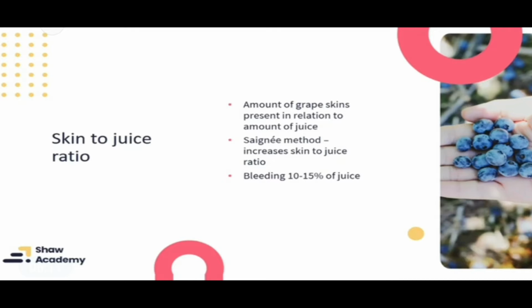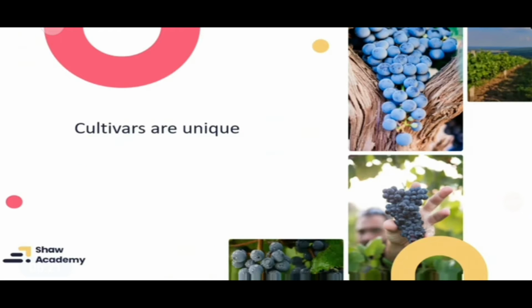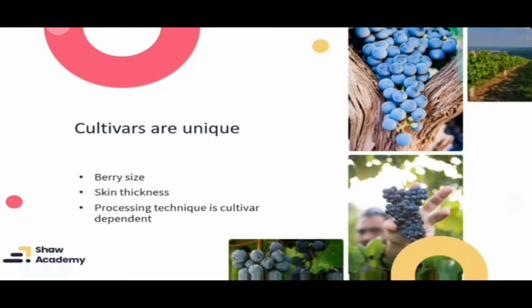Not only does this method make beautiful light pink rosés, but the remaining juice and skins ferment into a very concentrated red wine because of the concentration of the phenol content. As wine grape cultivars are physiologically unique in terms of berry size and skin thickness, the choice of skin contact process will be cultivar specific. Because of this variation, the phenols and volatile aroma precursors present will vary, and therefore the processing method of different cultivars will vary as well.